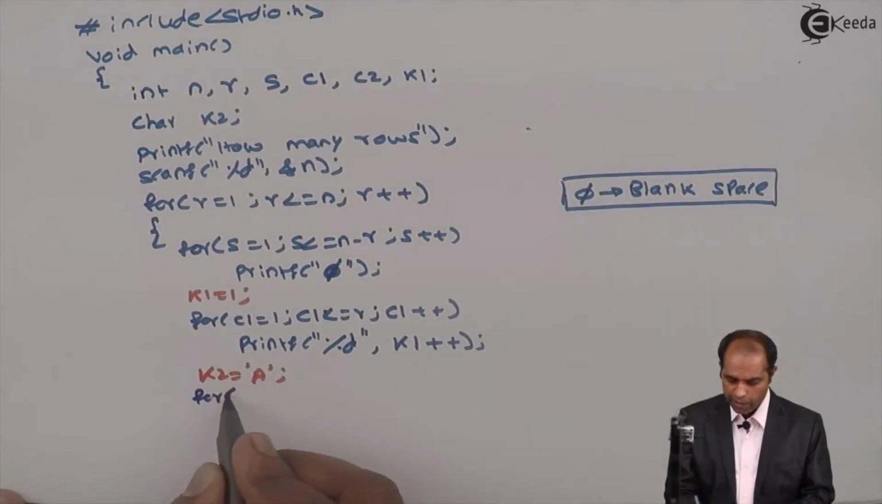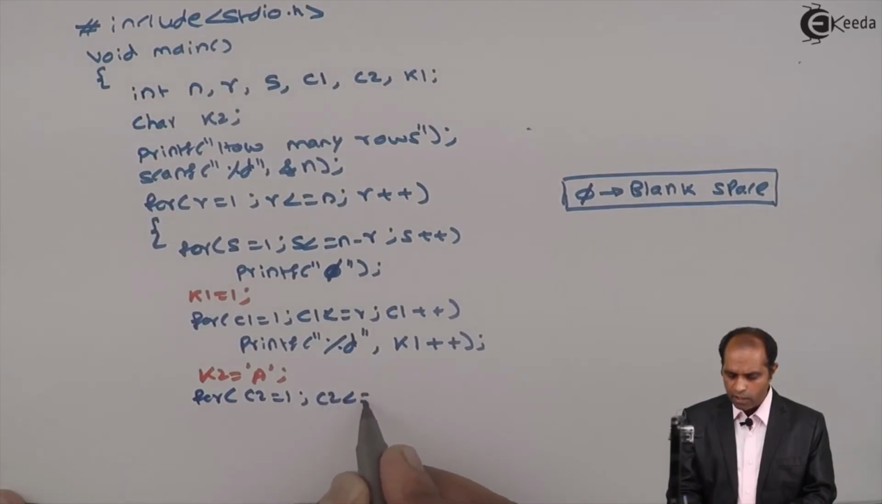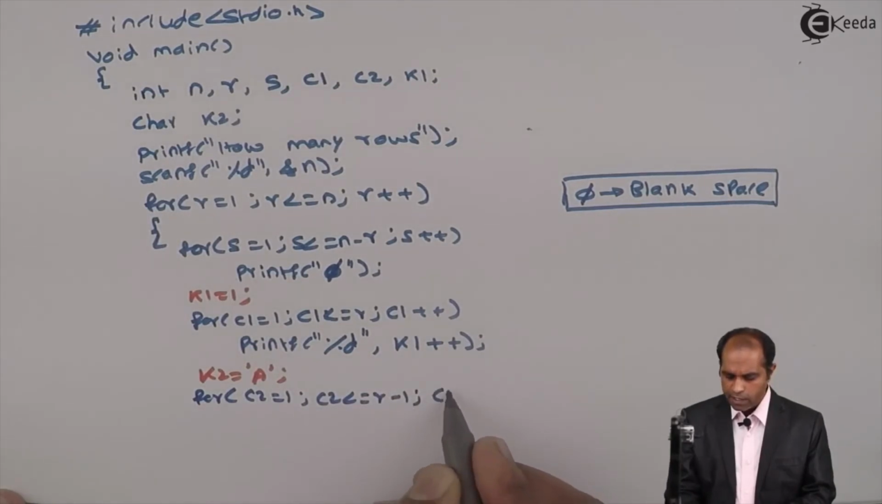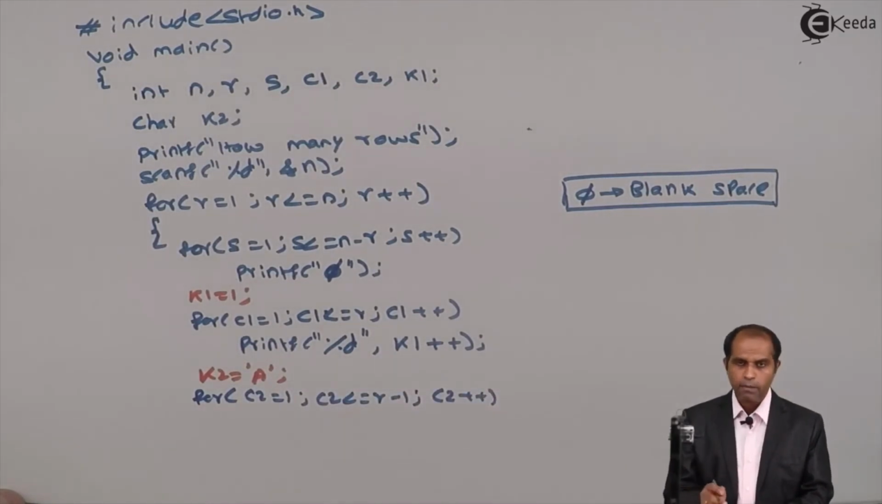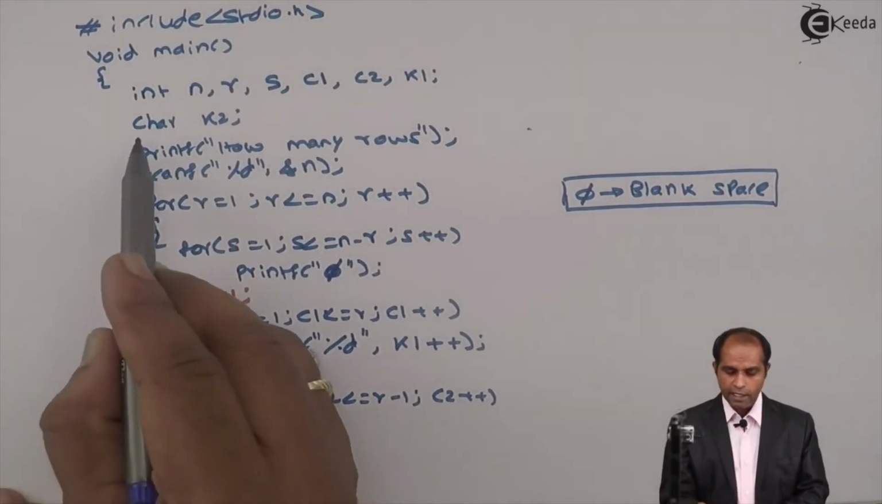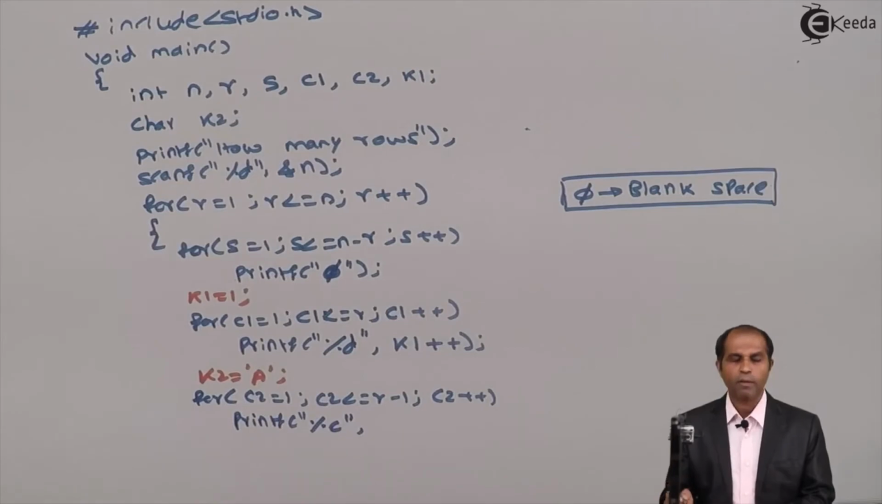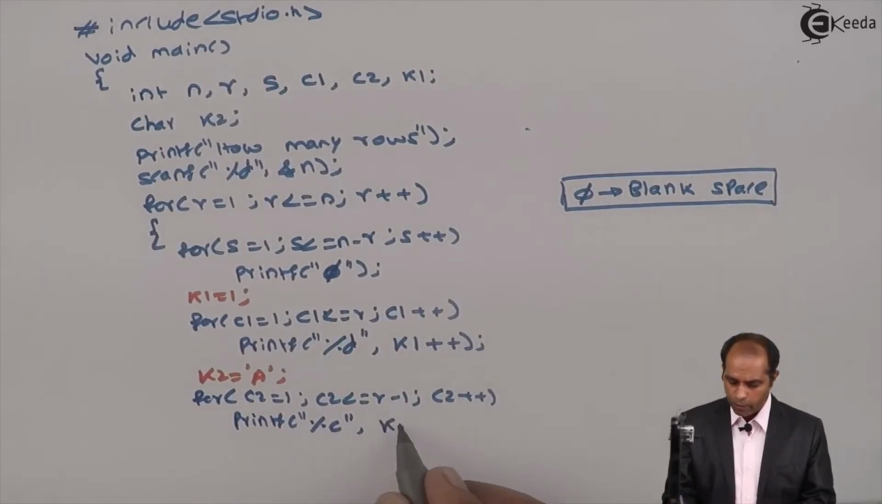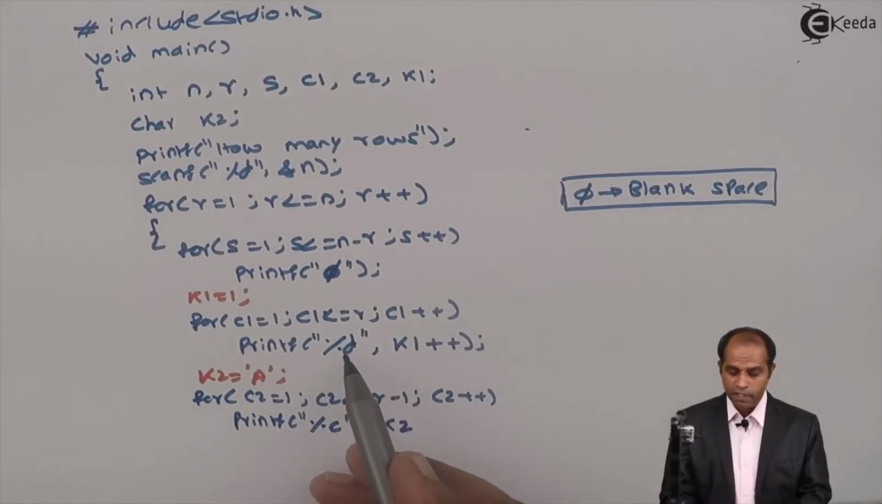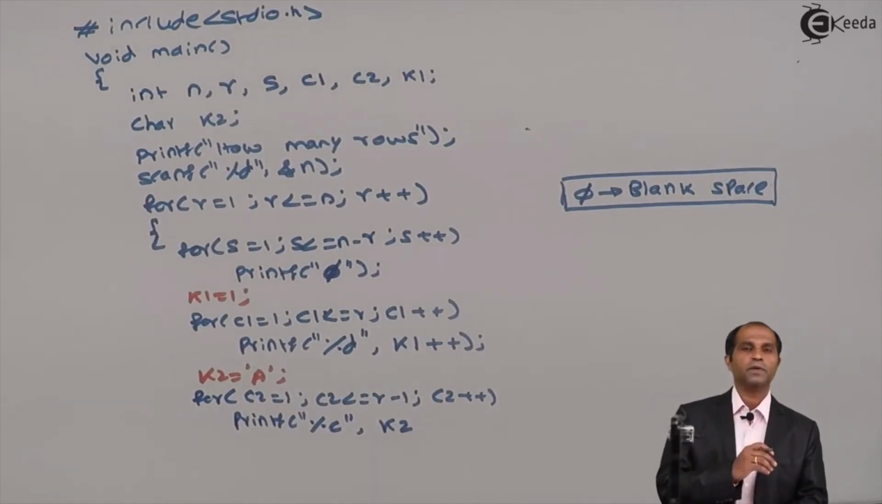True. So let's write a loop for C2 equals 1, C2 less than or equal to R minus 1, C2 plus plus. And every time I'm supposed to print the value of K2. In this case, K2 is a character variable, hence I'll use a printf in this fashion. I'll say printf %c, comma, K2. With K1 it is going to be %d because K1 is an integer variable, and with K2 it is a character variable, hence it is %c.